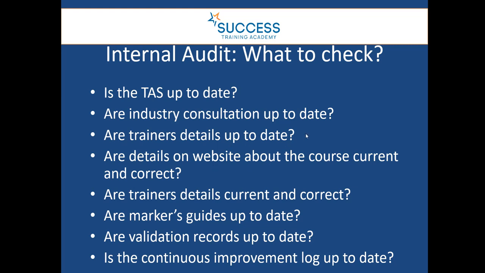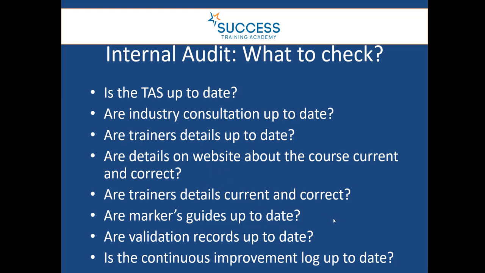Now what this means is: is the right trainer actually recorded down as the trainer, and do they actually have their professional development up to date? Are details on the website accurate about the courses, current and correct? Because maybe in your TAS you say that the course is a 3-month course, but on the website you say it's a 2-month course. All right, so you need to make sure that those things are accurate.